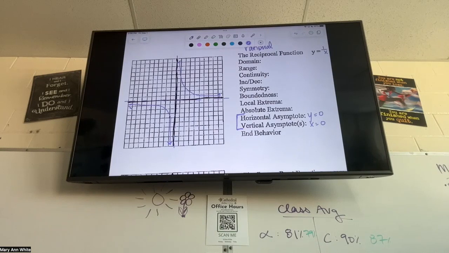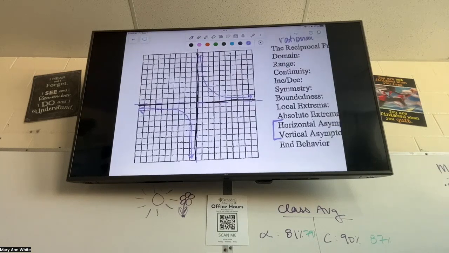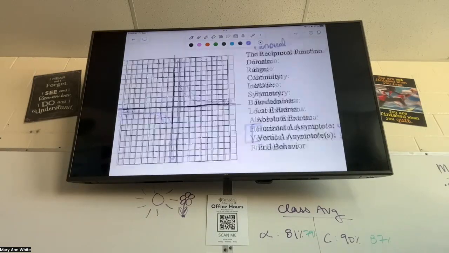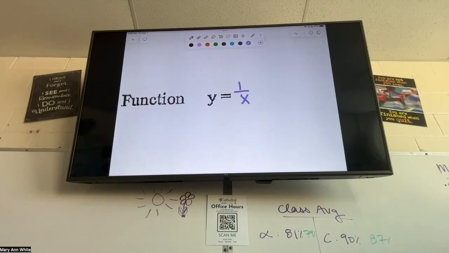Okay, yeah, Millie. I'm confused on this. The reason this one has an asymptote is because it's 1/x. So if I were to plug 0 in for x, could I do 1/0?